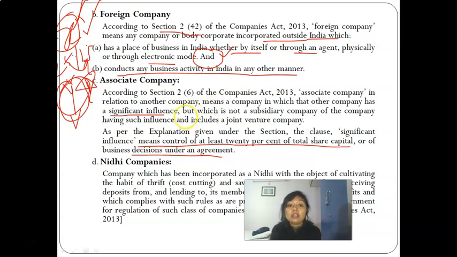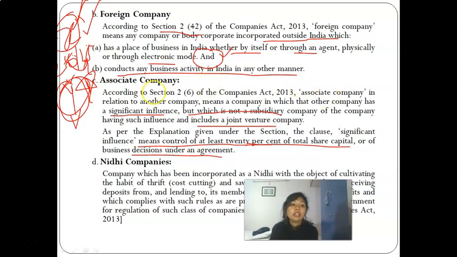Okay, but such company is not a subsidiary company, mind it, because you hold only 20%, not 25, sorry, you hold only 20% stake in the company, not 51%, not more than half. Okay, so it is not a subsidiary company, it is only an associate company. And it also includes a joint venture.